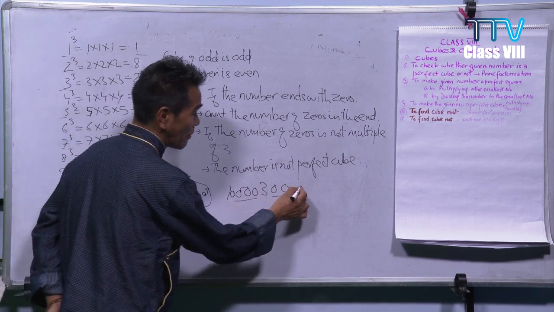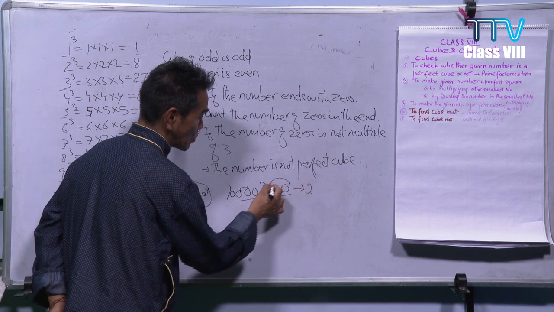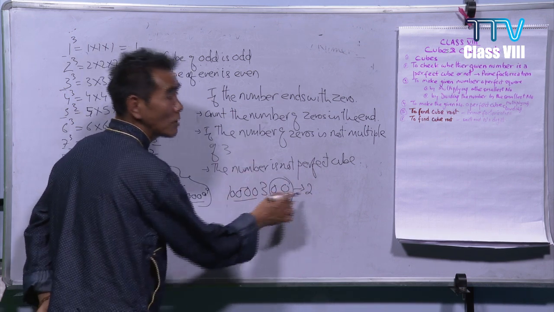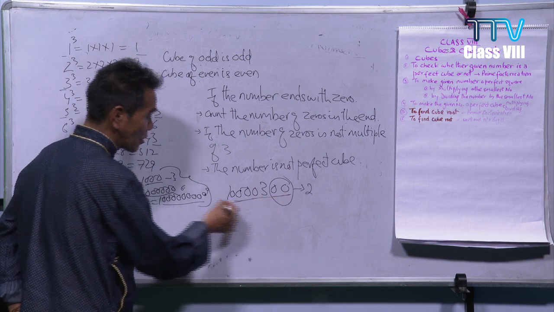Over here we have two zeros. Then the 3 multiples. Therefore this number is not a perfect cube.